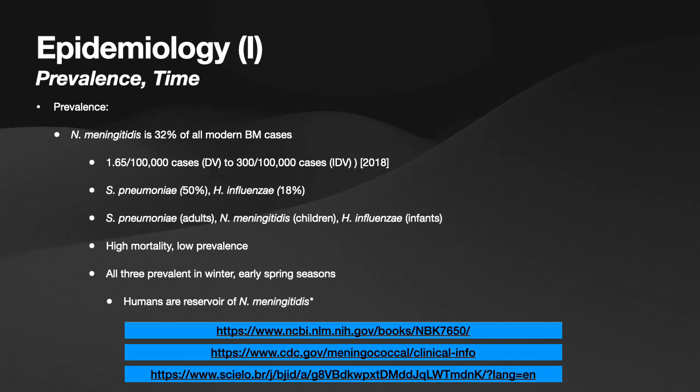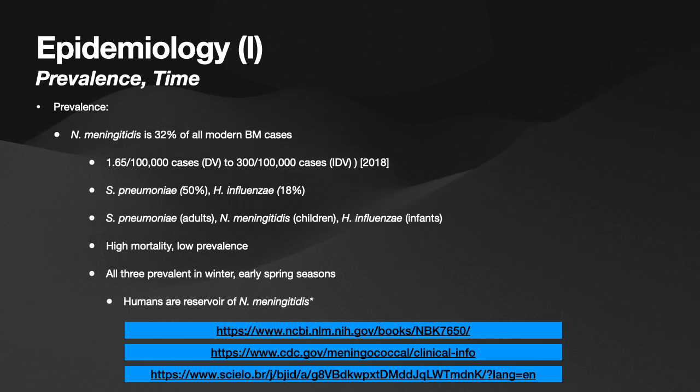As stated above, Neisseria shares its dominance with 2 other strains: Streptococcus pneumoniae, which accounts for 50%, and Haemophilus influenzae, 18%. Neisseria rounds it out at 32%, and it primarily infects children aged 2 to 18, while the rest infect their own age groups. Streptococcus pneumoniae infects adults, while Haemophilus influenzae affects infants.